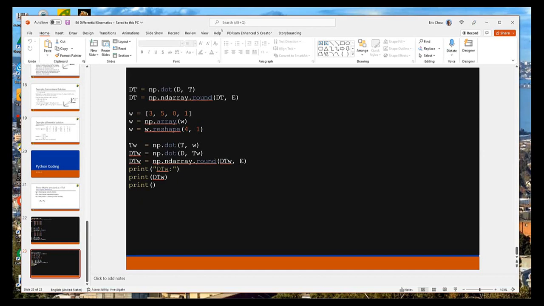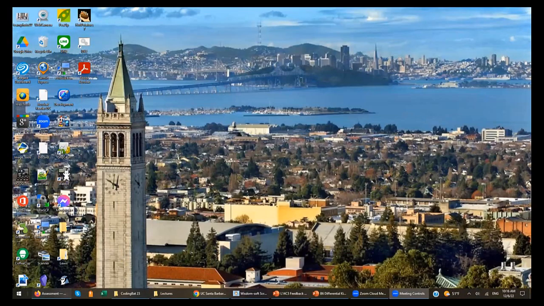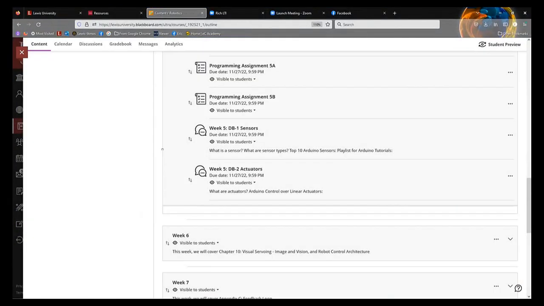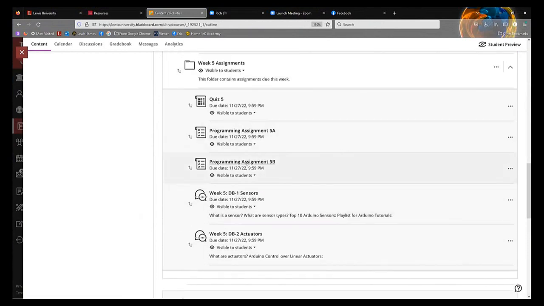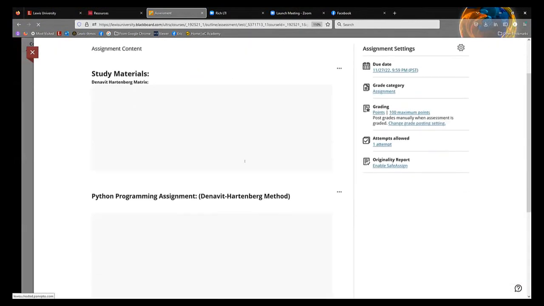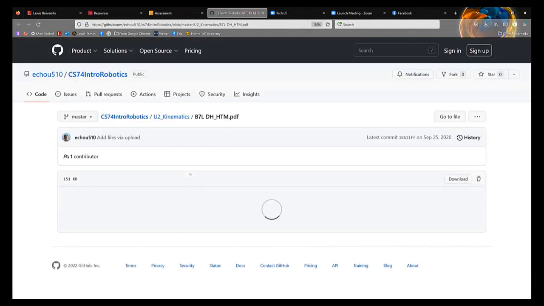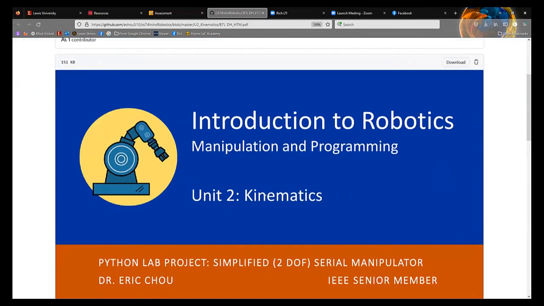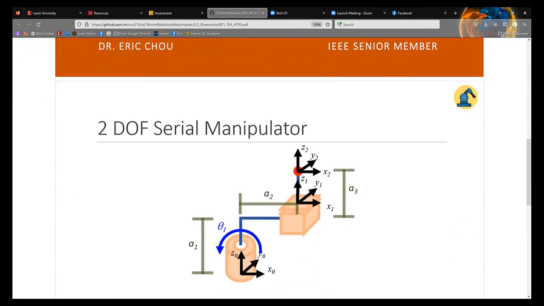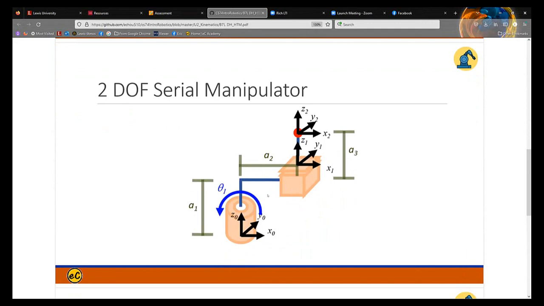Now let's look at 5B. Okay, let's look at 5B. Is that okay so far? Yes, I think so. 5B, it actually is going to be a Denavit-Hartenberg table, and then create the Denavit-Hartenberg matrix. So this one is 2. Okay, 2 degree of freedom manipulator.